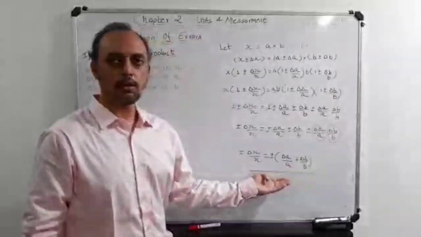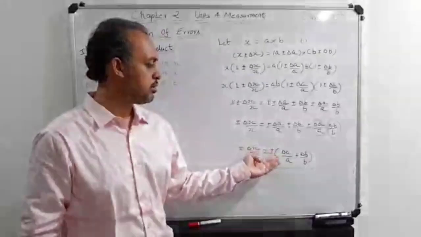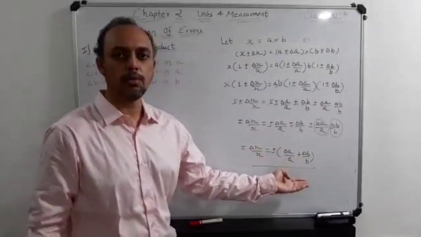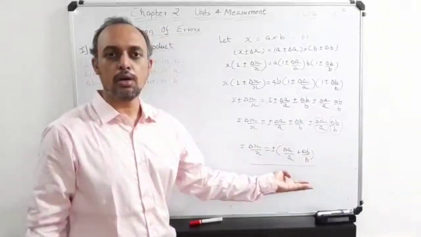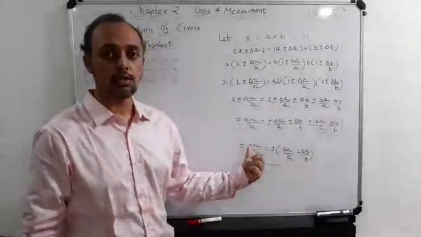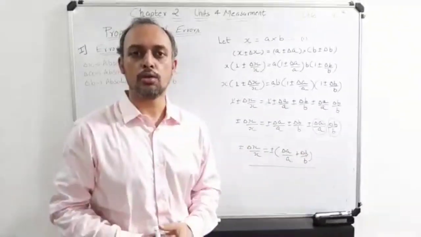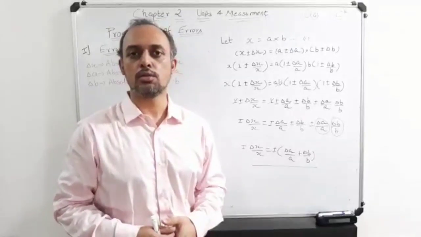This gives us a final expression: del X by X is equal to plus minus del A by A plus del B by B. It helps us in calculating the value of error, that is del X, while you are multiplying the two values. I hope you have understood this topic well.